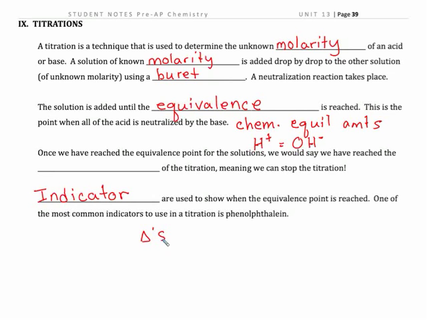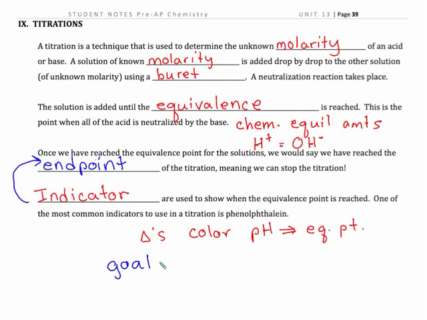An indicator changes color with pH. So we want an indicator that changes color at the pH as close as we can get to our equivalence point. Now, that point at which it changes color is called the end point. Now, of course, our goal is this. Our goal is that the end point is exactly equal to the equivalence point. We choose our indicators so that we get those as close as they can possibly be.